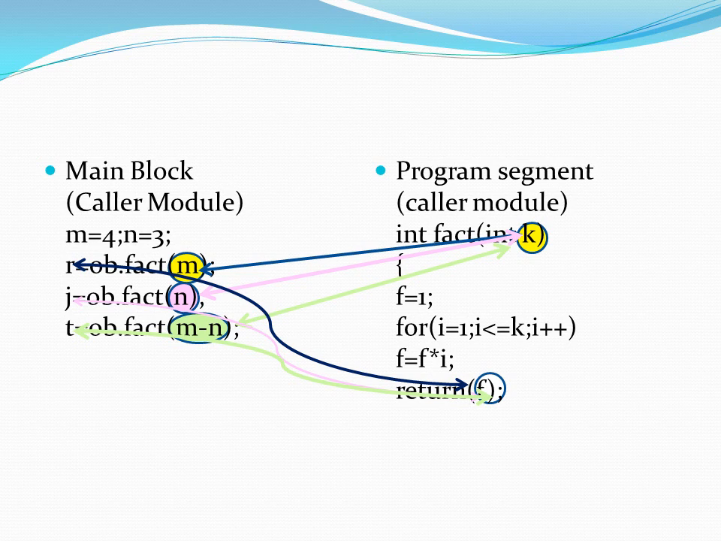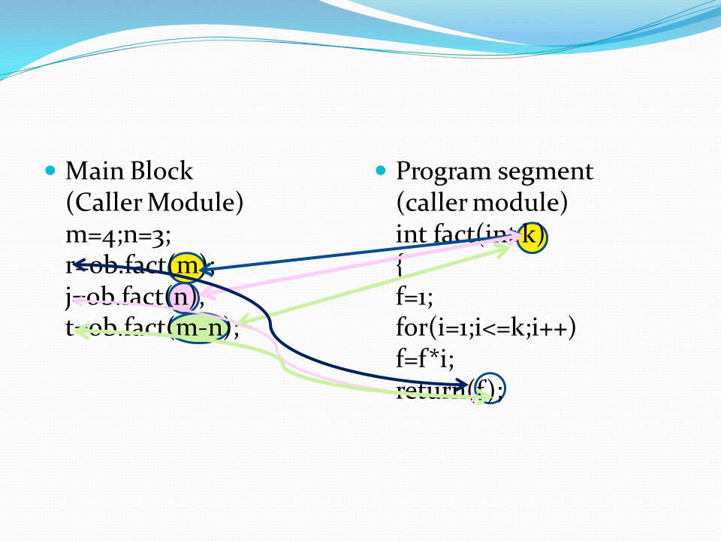In this example, the m value is passed to the program segment, which calculates m factorial, and control comes back to the main block and stores the f value in variable r. Similarly, again the n value is passed to the program segment, which calculates n factorial, and control comes back to the main block and stores the value of f in variable j.